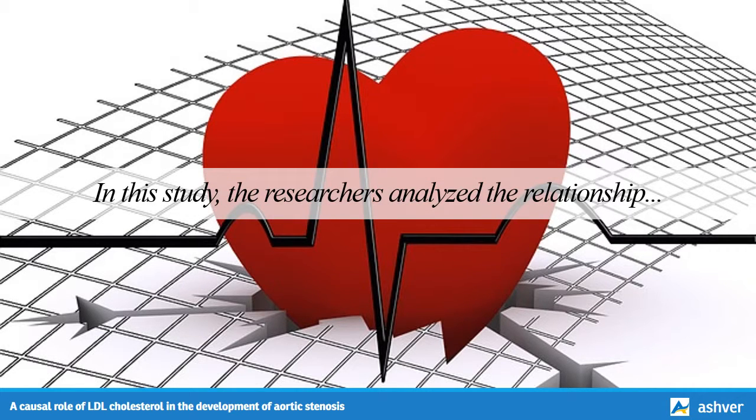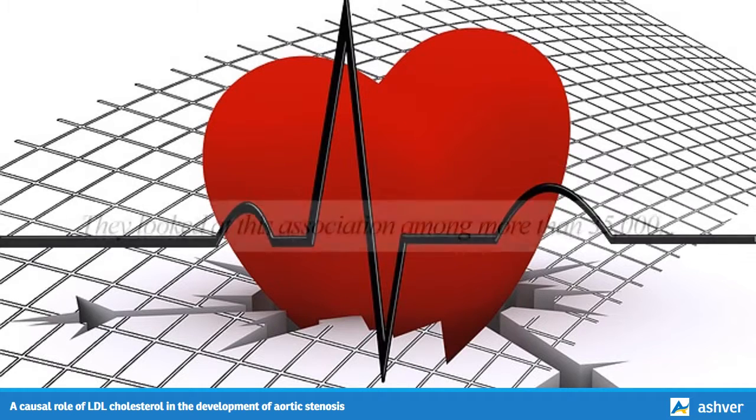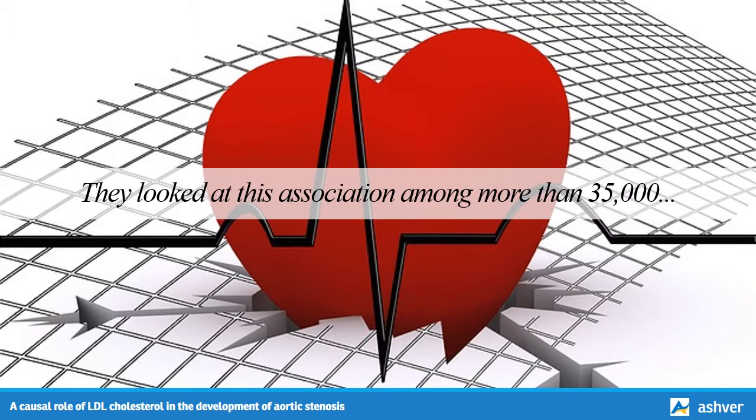In this study, the researchers analyzed the relationship between participants' genetic risk score, a measure of genetic predisposition to high lipid levels in the blood, and aortic valve disease. They looked at this association among more than 35,000 individuals who were part of studies in the Cohorts for Heart and Aging Research in Genomic Epidemiology, CHARGE, the Framingham Heart Study, the Multi-Ethnic Study of Atherosclerosis, the Age, Gene/Environment Susceptibility Study and the Malmo Diet and Cancer Study.